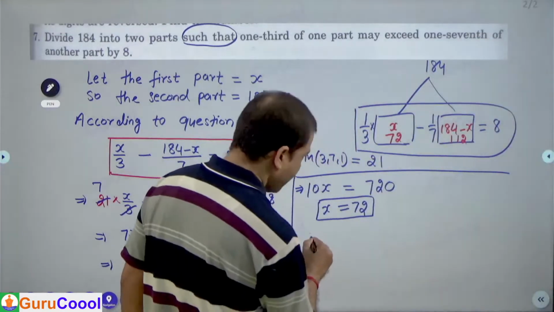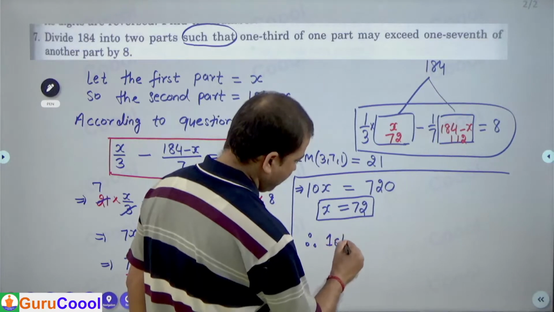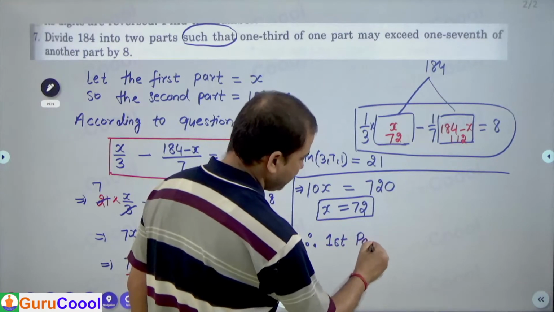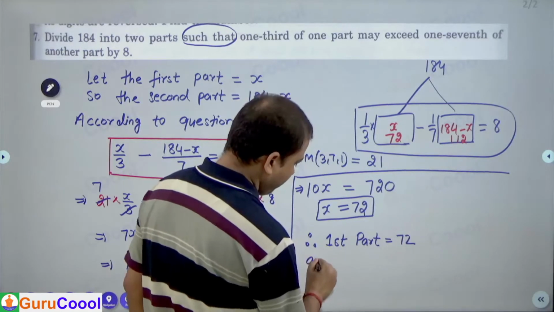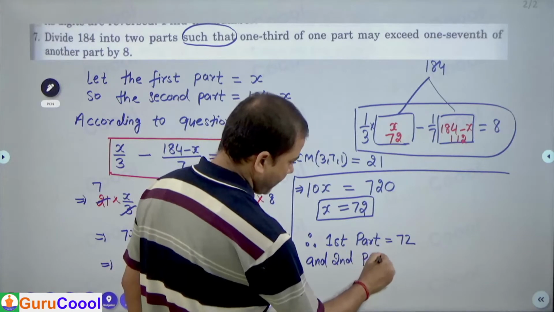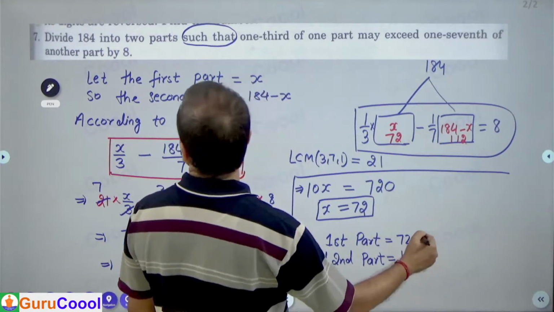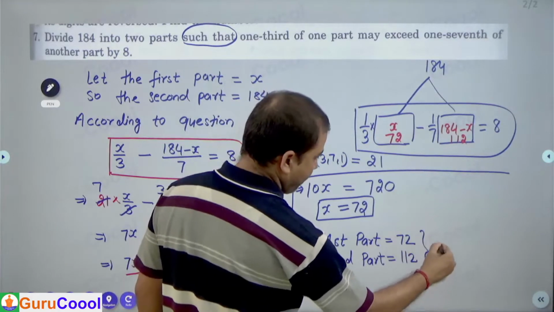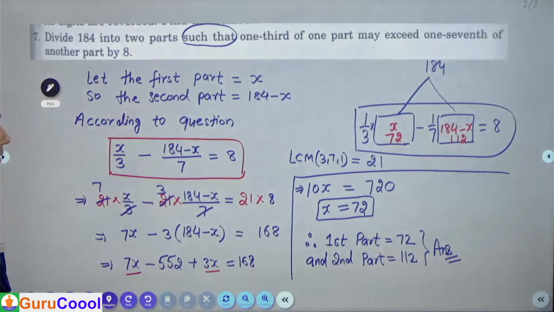Yes. Therefore, first part is equal to 72 and second part is 112. Done. Any question? No, sir.